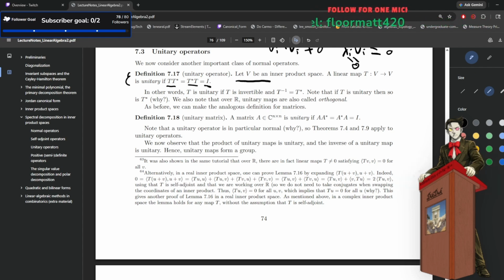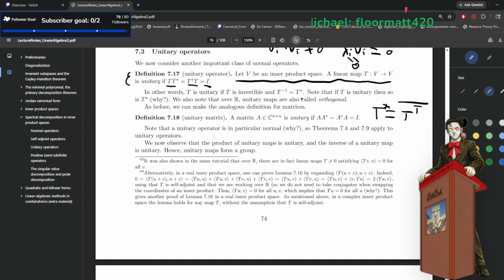Let V be an inner product space. A linear map T from V to V is unitary if T star T is equal to T T star, which is equal to the identity. In other words, T is unitary if T is invertible, and T inverse is just its adjoint. Which, for those who are coming to stream right now, T star is equal to T transpose for orthogonal maps.